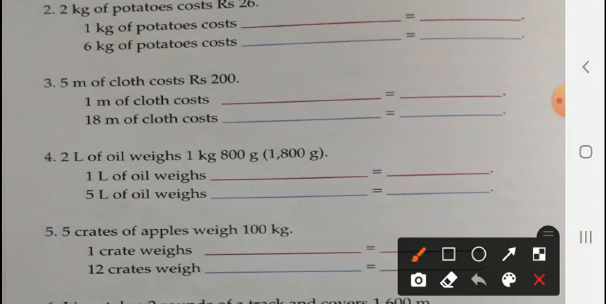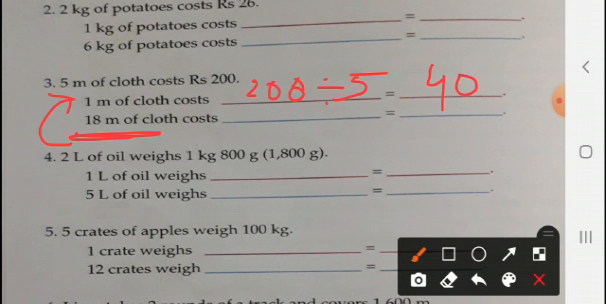Now our third question: 5 meters of cloth cost rupees 200. We have to take out the cost of 18 meters of cloth. Directly we can't, so first of all we have to take out the cost of 1 meter of cloth. The same method will be applied in all the questions. That means 200 will be divided by 5. Now solve it fast. How much will come if we divide 200 by 5? Yes, the answer will be 40. Now for the cost of 18 meters of cloth, we have to multiply 40 by 18. 18 fours are 72 and the remaining 0. So this is the cost of 18 meters of cloth.